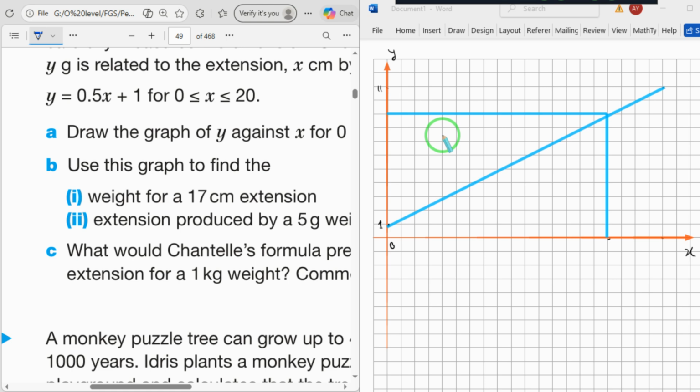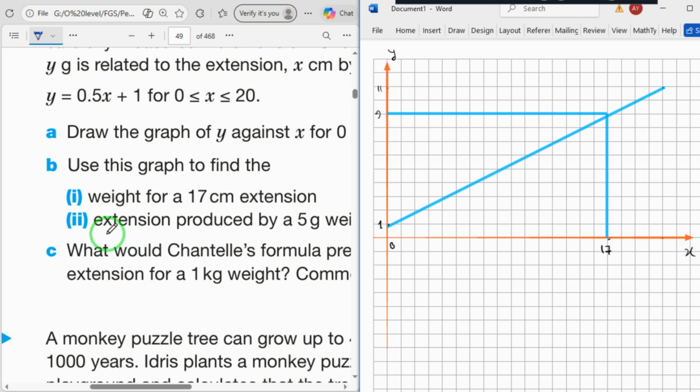Here we count how much is the weight. We count from this 1, 2, 3, up to 9. This point is 9. It means when the spring's extension is 17 centimeters, the weight increase is actually 9 gram. This one, 9 gram.